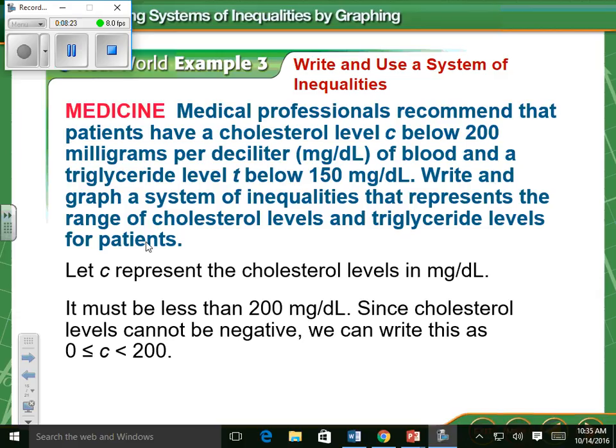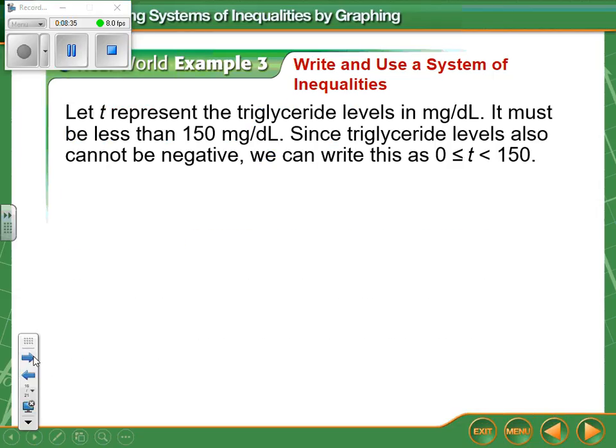So if we want to write a system of inequalities to represent the range of acceptable levels, C would represent cholesterol levels, and so C must be greater than 0 but less than 200. And then T would represent triglyceride levels. It must be less than 150, but it's going to be bigger than 0, so between 0 and 150.